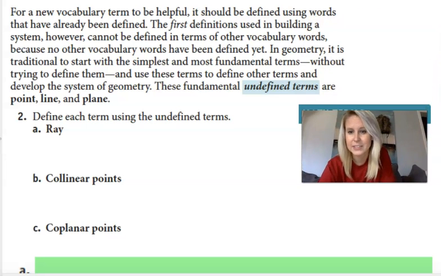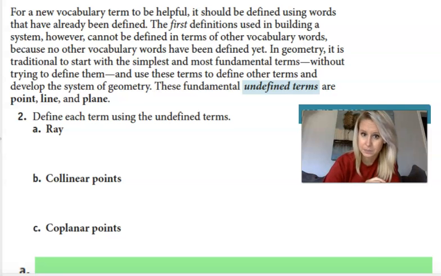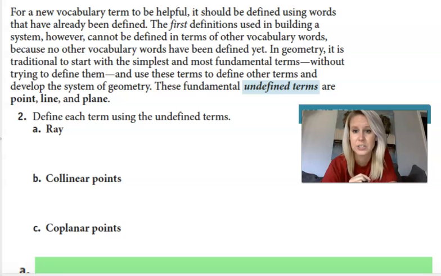For a new vocab term to be helpful, it needs to be defined in words that have already been defined. For the first definitions used in building a system, however, they cannot be defined in terms of other vocabulary words because no other vocabulary words have been defined yet. Basically, all that's saying is we have to have a starting block definition to build more words from.